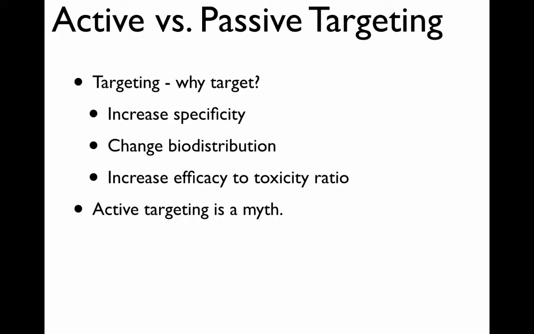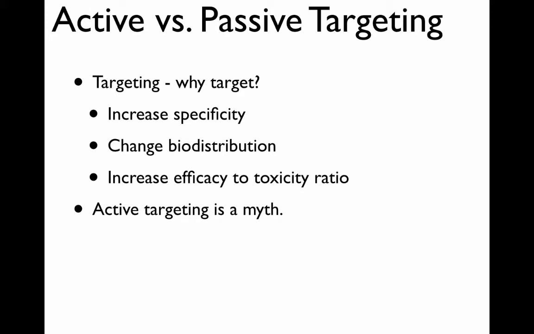And then finally, active targeting is a myth. So putting a ligand on something does not mean that that nanoparticle will home only to the site that you want to target. That's not how it works. It still does the pharmacokinetics. If it's an intravenous injection, it will still distribute homogeneously throughout the whole bloodstream and then be taken up past the blood vessels at the same rate.